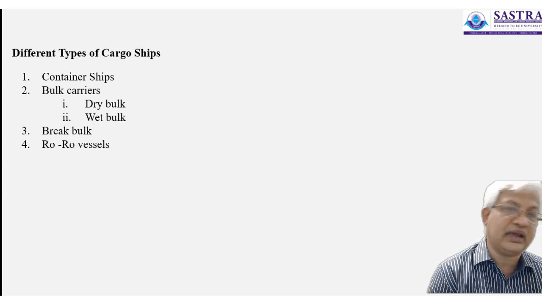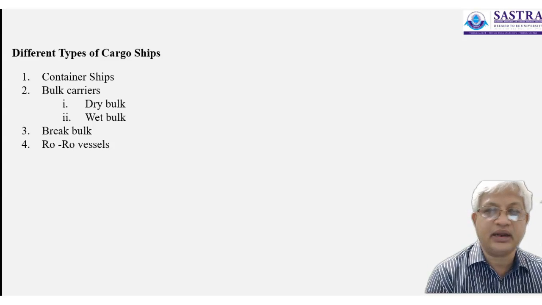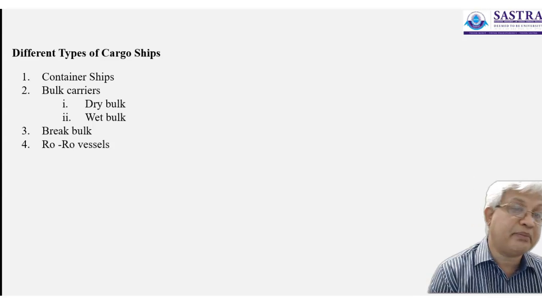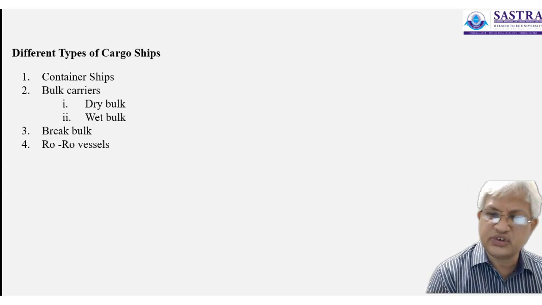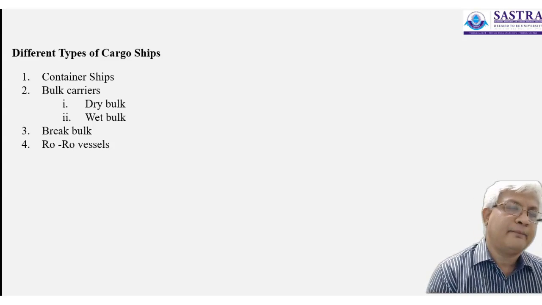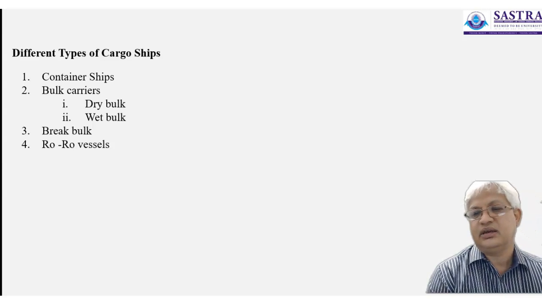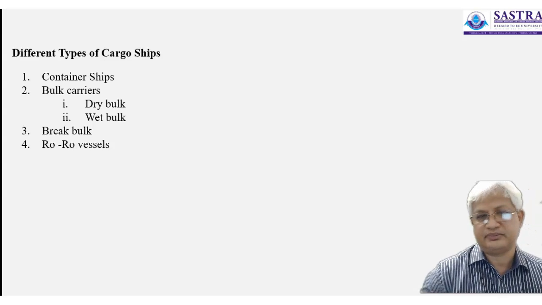Second, we call it bulk carriers. There's a bifurcation in bulk carriers: there's dry bulk and wet bulk. We'll discuss that. Then there's break bulk, followed by the final one, which is very sparingly used because of certain geographical reasons, locations of the countries or the need of the transportation, known as ro-ro vessels.